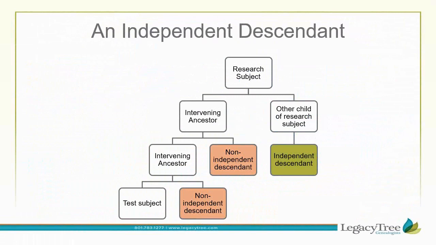But for the purposes of clustering, we want to prioritize independent descendants, or individuals who descend from other children of the research subject besides the intervening ancestor between the test subject and the research subject. For the purposes of clustering, this is why we want to look at independent descendants.